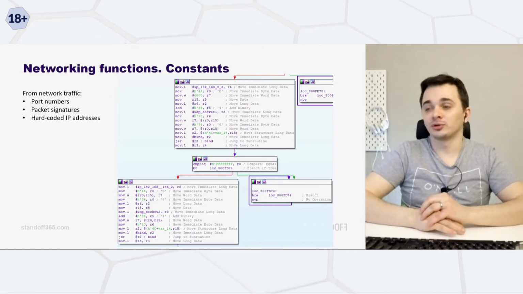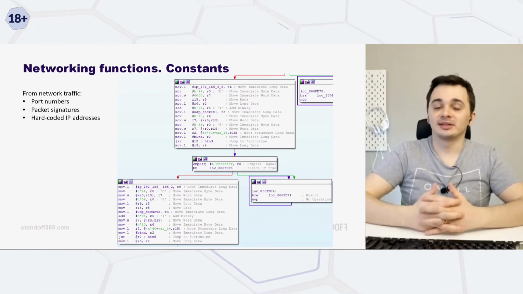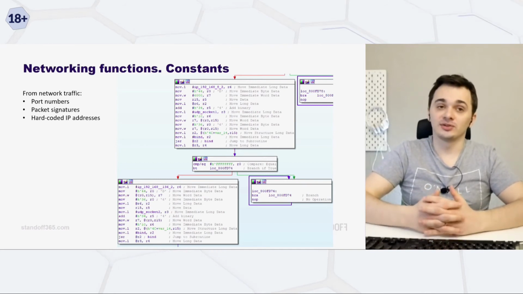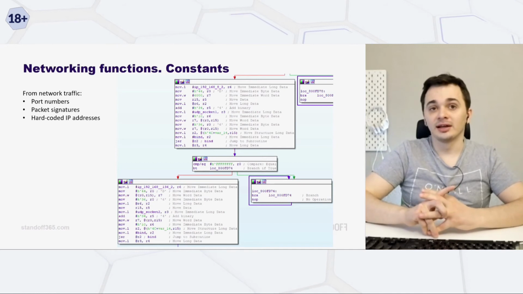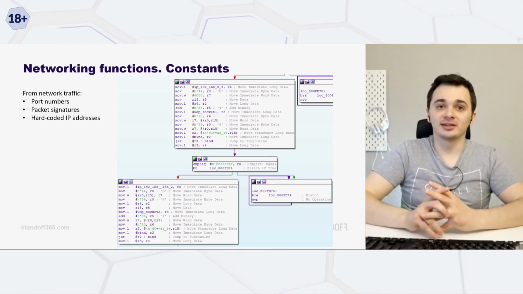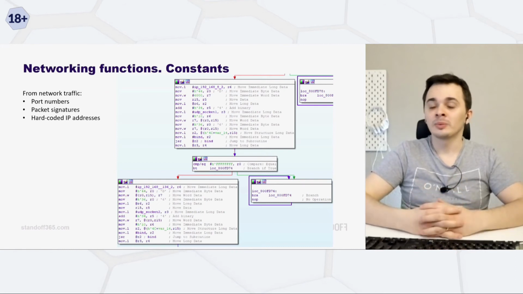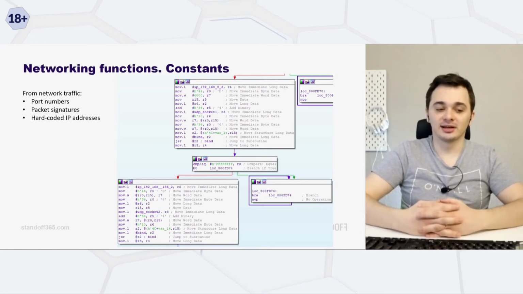We can also use a variation on this approach and look for constants. What kind of constants can we find there? Well, this will be port numbers, for example, or packet signatures. For example, they may contain some magic numbers.